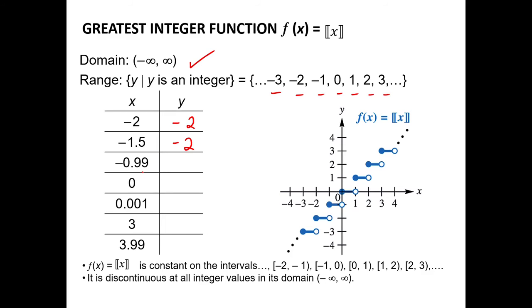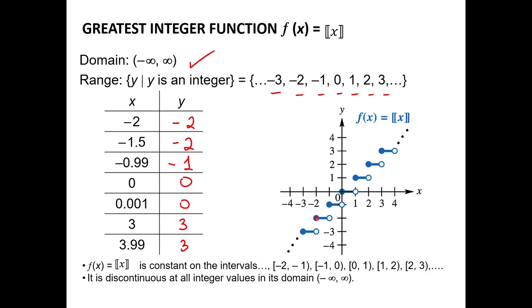If I plug in a -0.99, the greatest integer that's equal to this is actually -1. It is less than -0.99. If I plug in a 0, it's going to give us an output of 0. Plug in 0.001, it actually gives us an output of 0. The greatest integer that's equal to 0.001 or less is 0. If I plug in a 3, it's going to give us a 3. And if I plug in 3.99, it actually gives us 3.